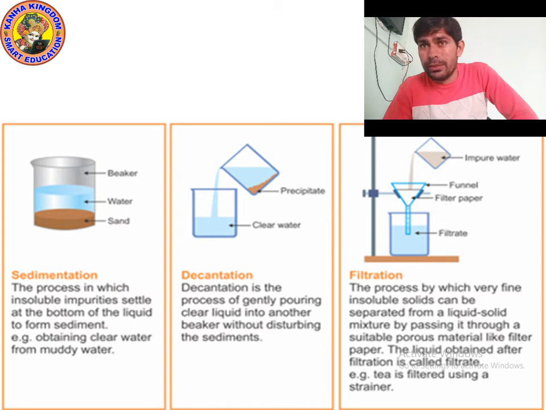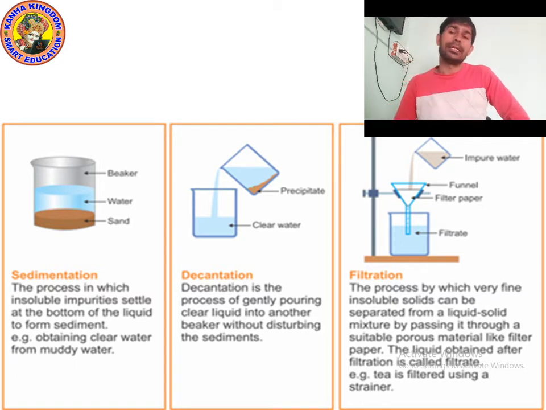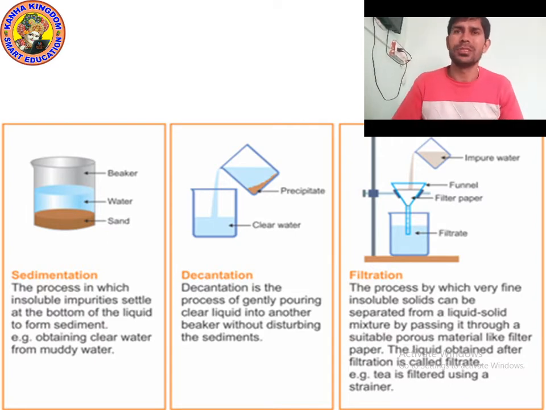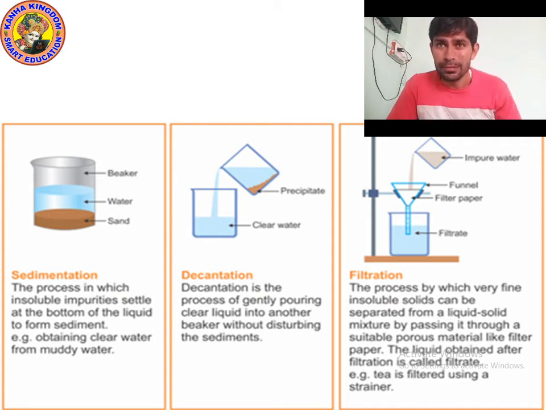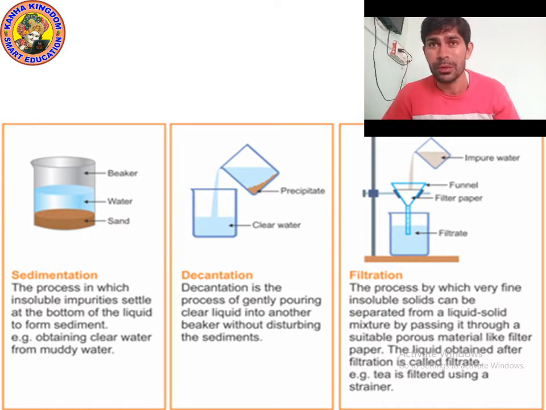Look, the picture at the center is actually showing the decantation. The first picture is showing the sedimentation process. You can see in the first picture the brown color is actually the sand and soil, sand and stones, and the blue color is showing the water.